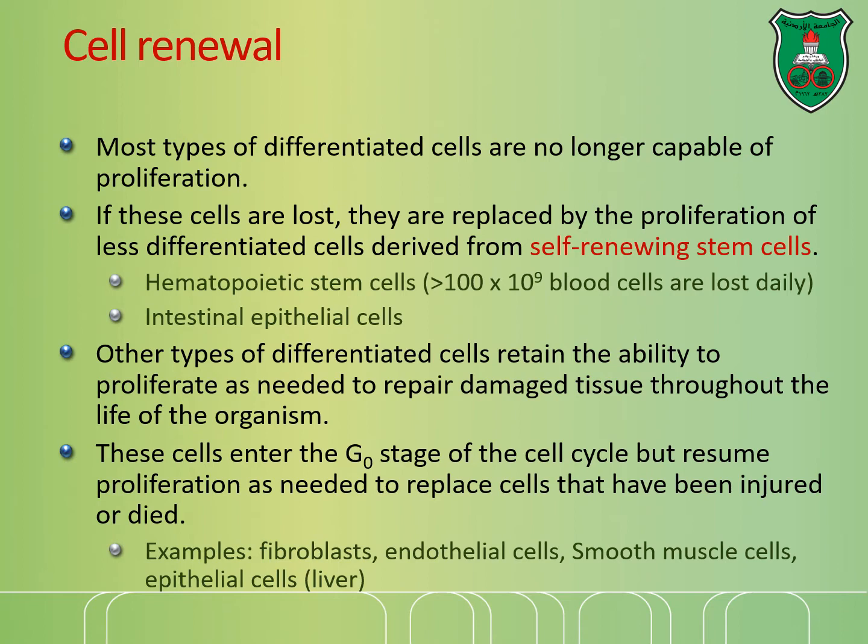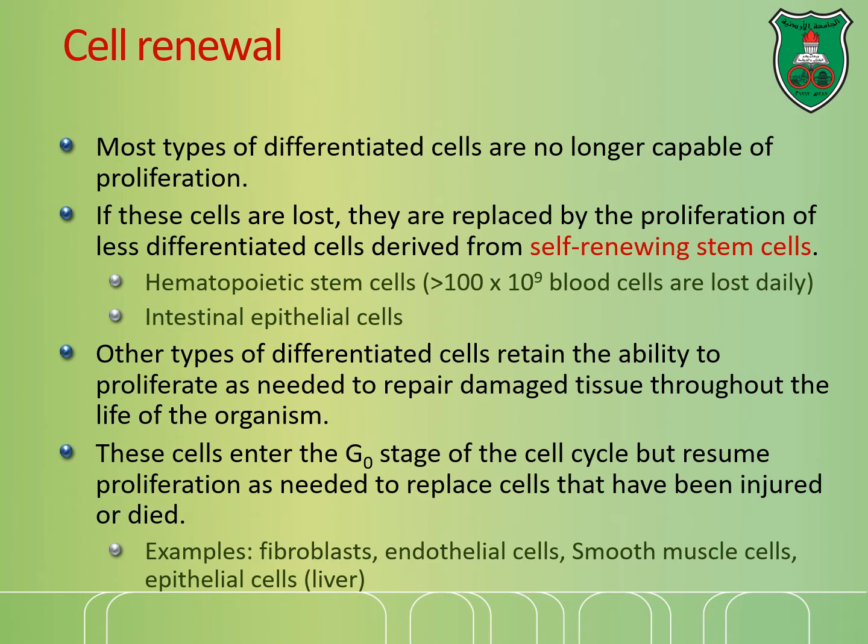So there are different types of stem cells. Now, many of these cells actually sit in the G0 stage. That is, they are quiescent. Okay, they do not proliferate, but they do proliferate when there is tissue damage. So there is renewal of that tissue, and that includes fibroblasts, endothelial cells that make up neovessels, smooth muscle cells, and specific types of epithelial cells such as those in the liver.